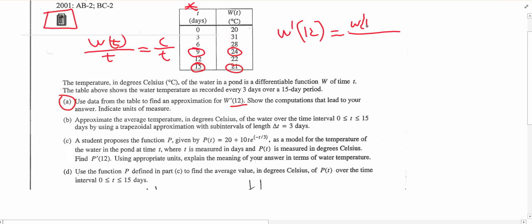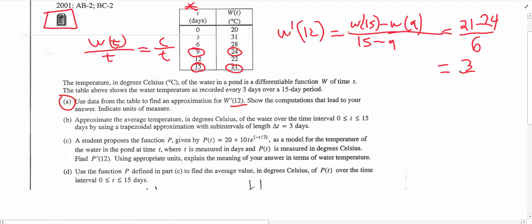W at 15 minus W at 9, all over 15 minus 9. That's our days. So that's equal to 6 over 21 minus 24, and that would take us down to negative 3 over 6, or negative 1/2.